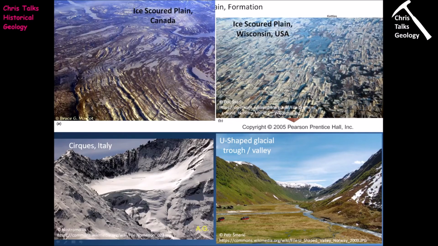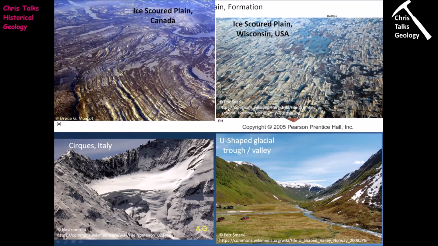So if we look here, here are a couple of examples of ice-scoured plains. This one's from Canada, this one's from Wisconsin, so you can see we have exposed bedrock, so that means there's no soil. We can see the bedrock itself actually looks quite smooth, and this is because it's been polished by the glacial movement. We can see that the topography is very, very flat, and this very flat topography is resulting in the buildup of large amounts of water, so we have lots and lots of lakes.